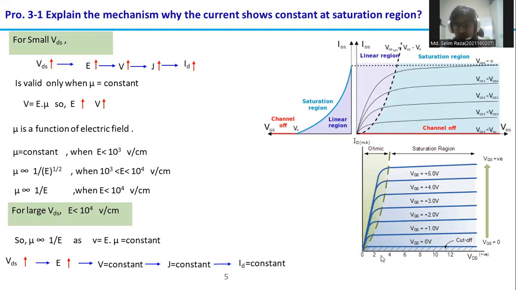region. You can see if we apply the 0 to 6 voltage, it will first increase like this, and after the pinch-off point it will just follow the saturation region with constant current, because the velocity is constant in this region, or mobility follows 1 by electric field. The electric field is increasing, so mobility is decreasing. That means the velocity is constant, so the current in this region is also constant.